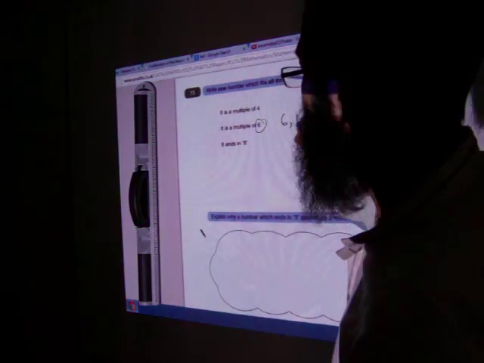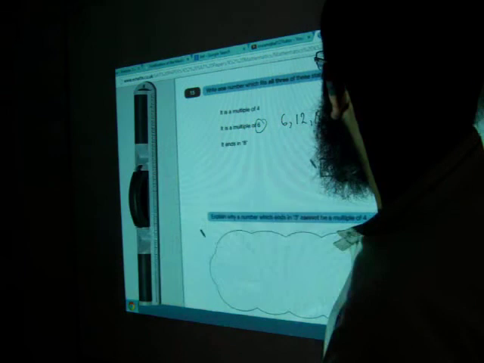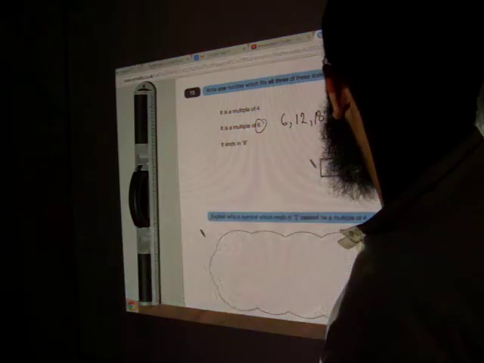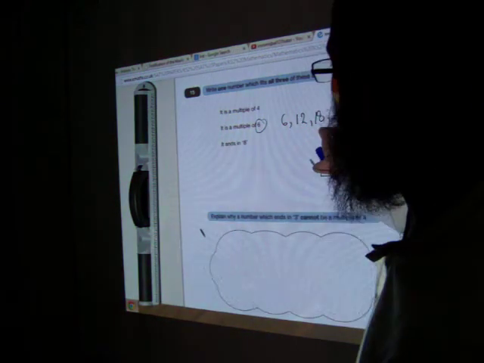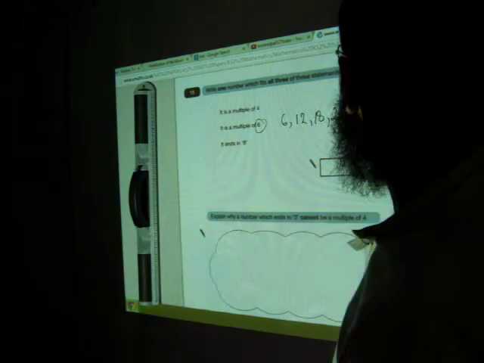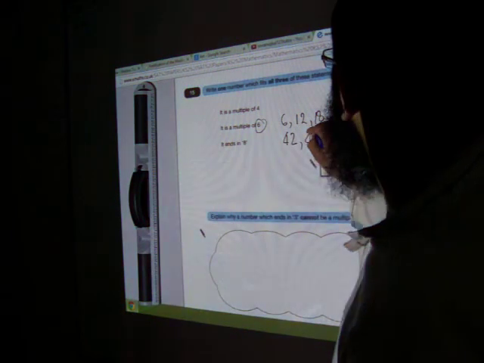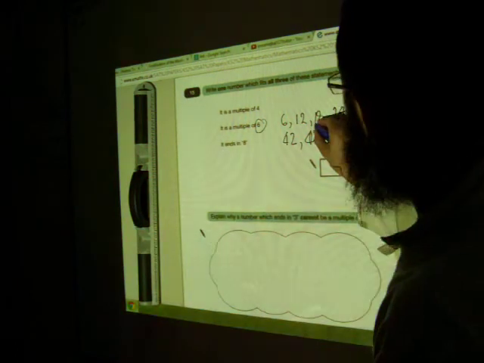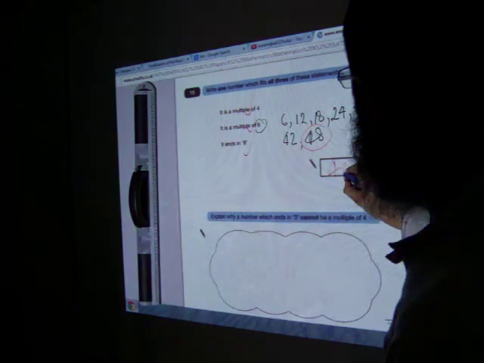So you have 6, 12, 18, 24, then we have 30, 36. Okay, it's got to end in an 8. Now first one, is that a multiple of 4? No. So should we keep on going? We have 30, 36, what's next? 42, and then? 48. Is 48 a multiple of 4 now? Yes. So this fits this rule, and this rule, and this rule. So let's put 48 in there.